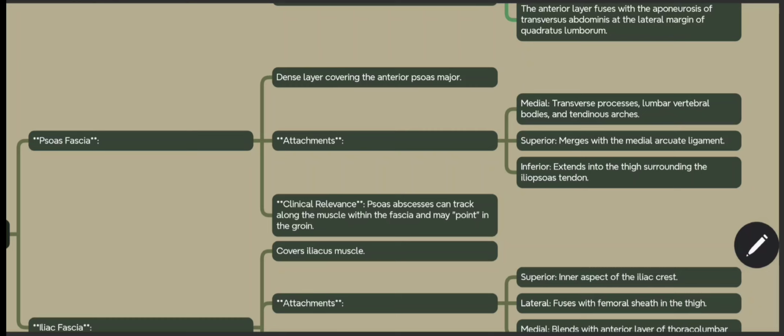What is the clinical relevance of it? A psoas abscess can track along the muscle within the fascia and point in the groin. Psoas abscess, TB abscess, a tuberculosis abscess in the psoas muscle, that can happen.